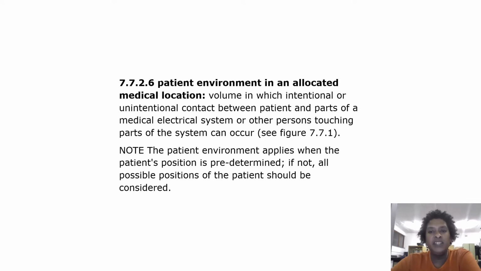Patient environment in an allocated medical location. Volume in which intentional or unintentional contact between patient and parts of medical electrical system or other persons touching parts of the system can occur. The patient environment applies when the patient's position is predetermined. If not, all possible positions of the patients should be considered.